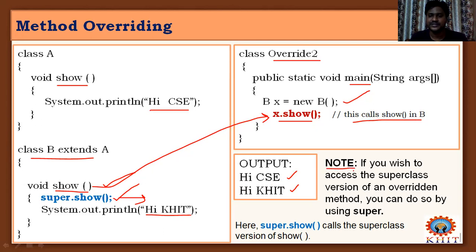Coming to the note mentioned here: if you wish to access the superclass version of an overridden method, you can do so by using the super keyword like this. Got it? And here the statement super.show calls the superclass version of the show method. Got it? Clearly understood? Next one.